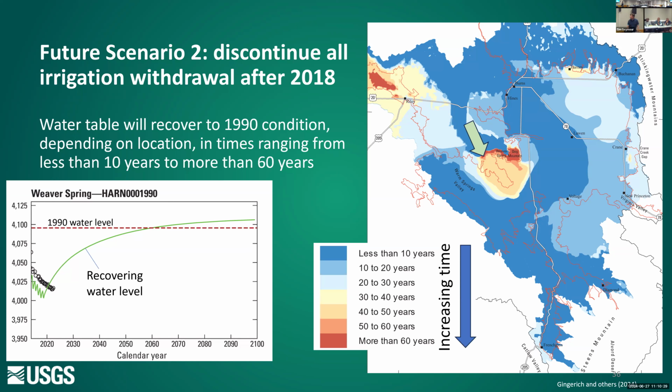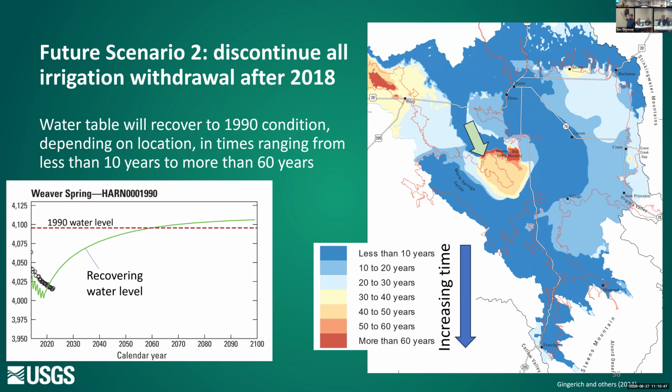So on the left, again, we see a particular well. This is in the Weaver Spring area, recovering. And it's about 40, 50 years till it gets back in this particular area to the 1990 level.